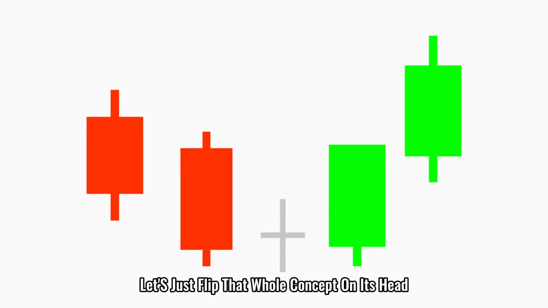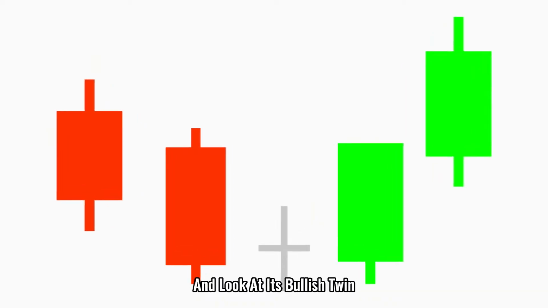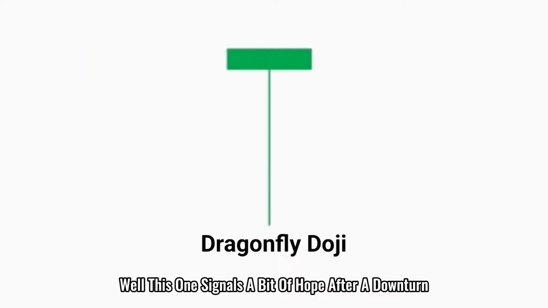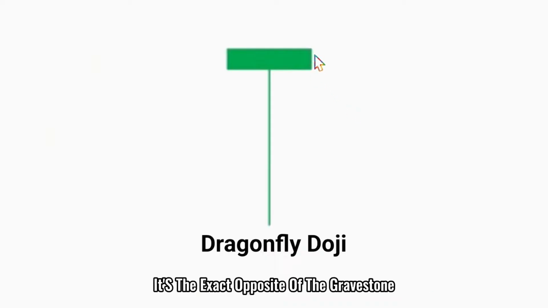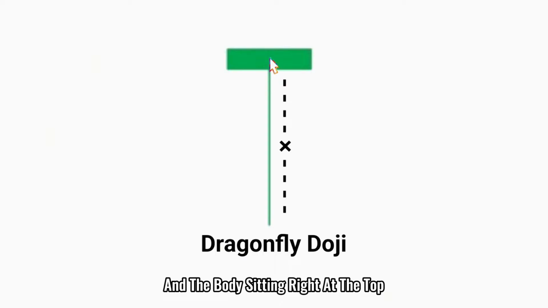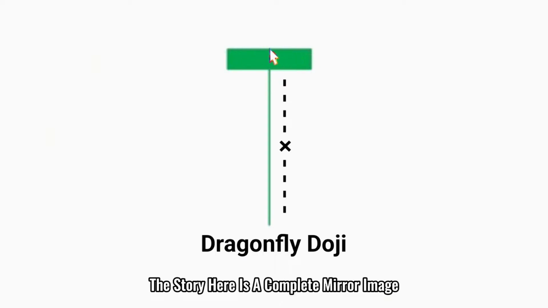Now let's just flip that whole concept on its head and look at its bullish twin, the dragonfly doji. This one, well, this one signals a bit of hope after a downturn. And you'll see it's the exact opposite of the gravestone. This one looks like a perfect T, with a long wick pointing down and the body sitting right at the top. The story here is a complete mirror image.